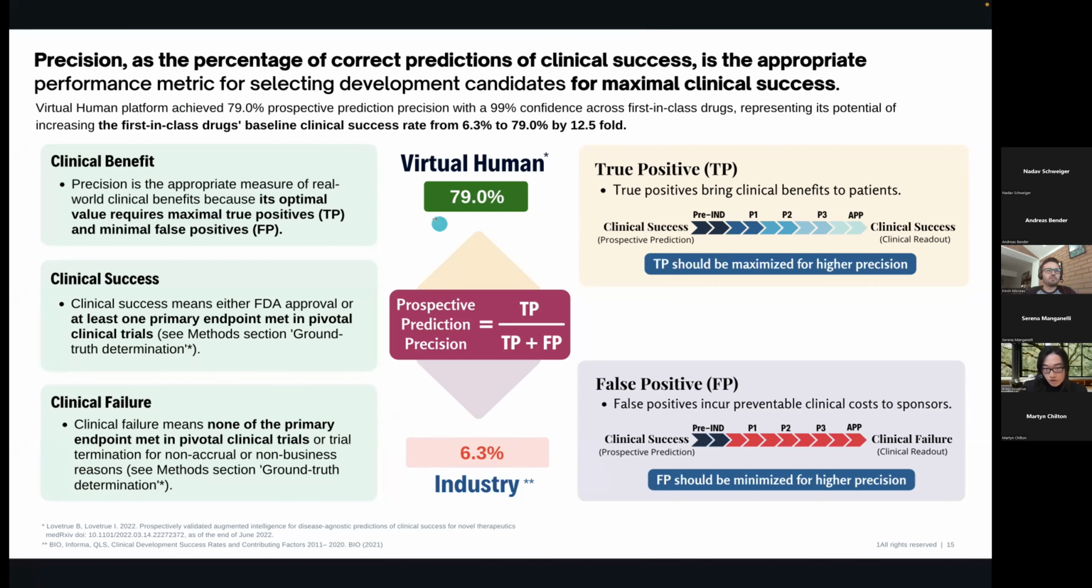So this actually shows that with a smaller amount of data, our platform can improve the precision, or what we call the clinical success rate, by 12.5-fold. This is also done across the board without limits on any indications.